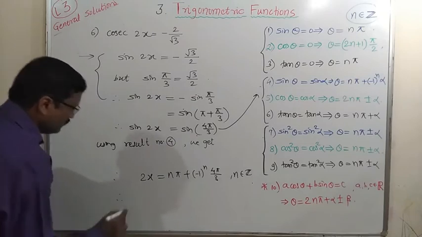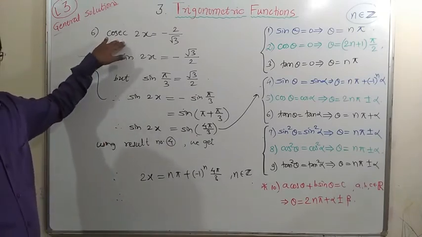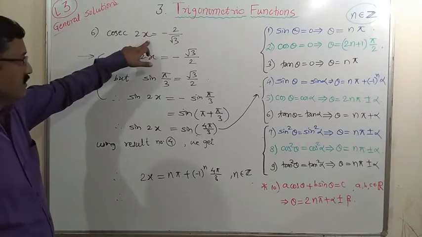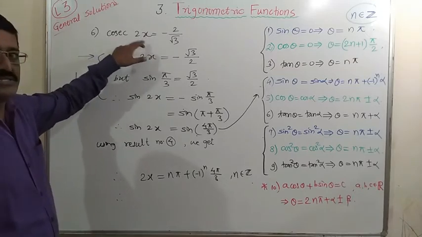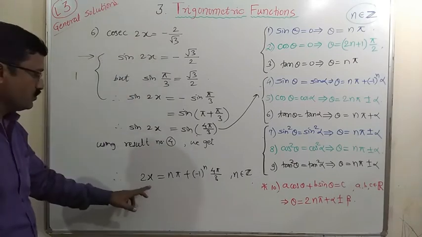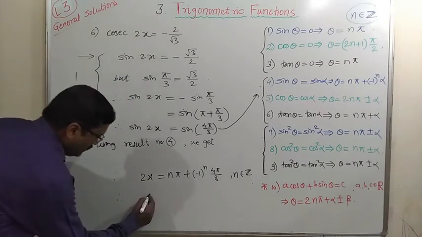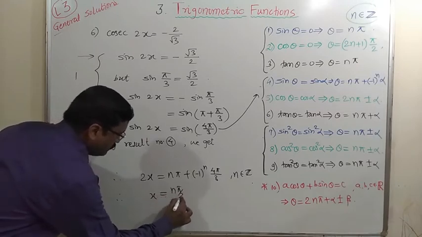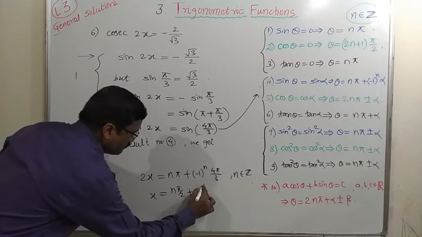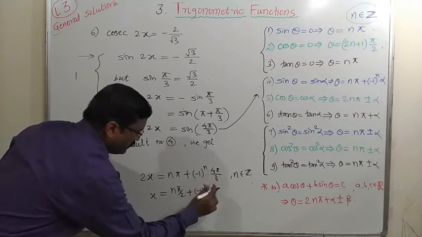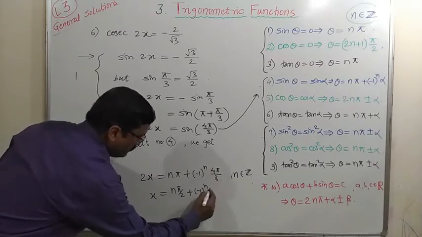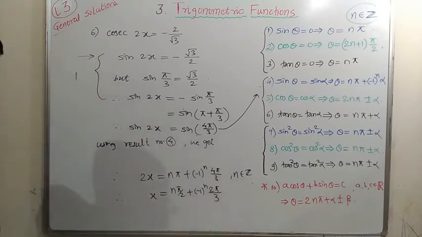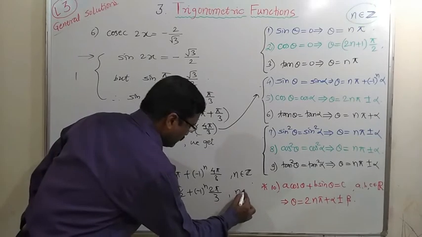Therefore, we want the solution of this trigonometric function. Solution is nothing but the value of variable x here, not the value of 2x. 2x is not the variable, only x is the variable. So, in the last step, we divide each term by 2. So we get here n pi by 2 plus minus 1 raised to n into 4 pi by 3 upon 2, that is 2 pi by 3, where n belongs to integers again.